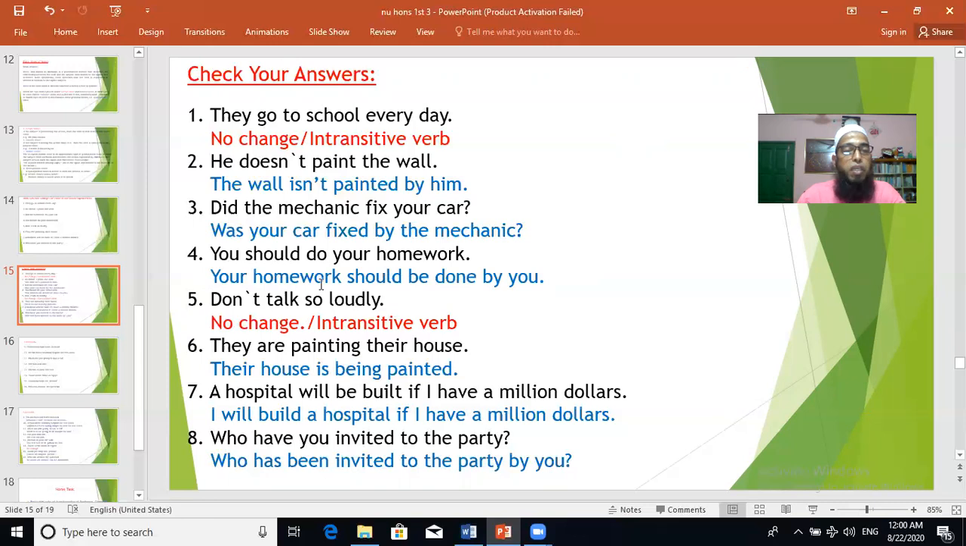Don't talk so loudly. Again, you see talk is an intransitive verb. There is no object. So there is no change in this sentence. They are painting their house.